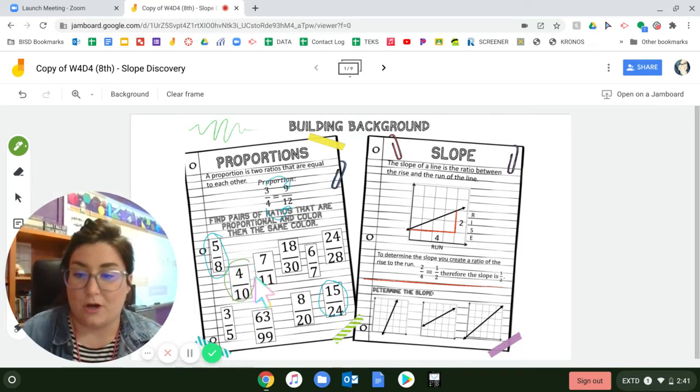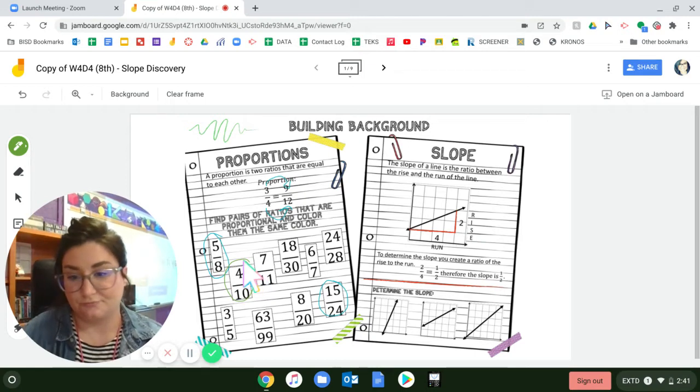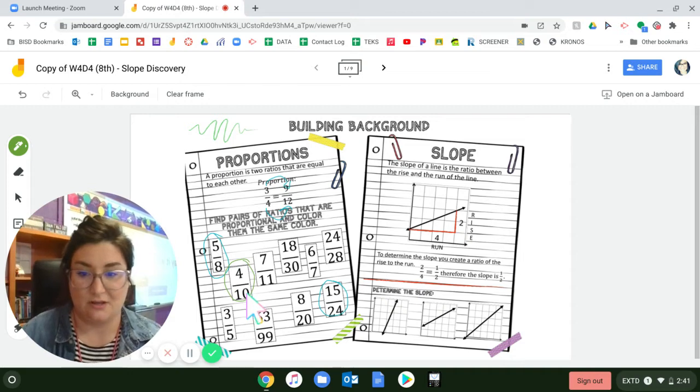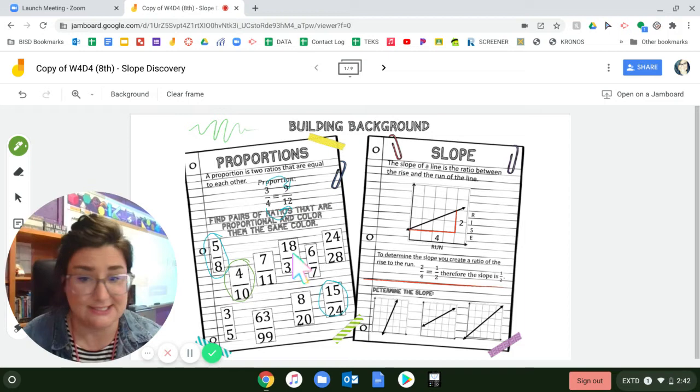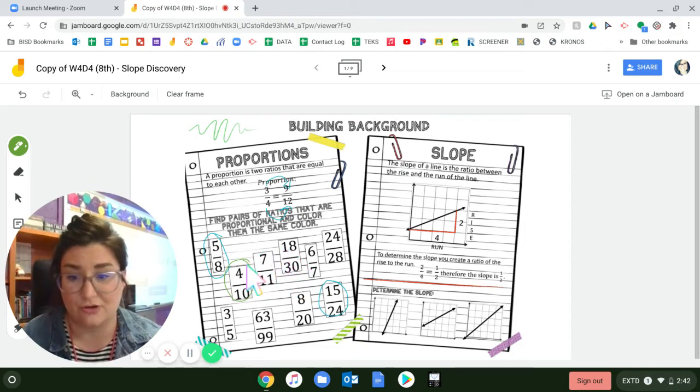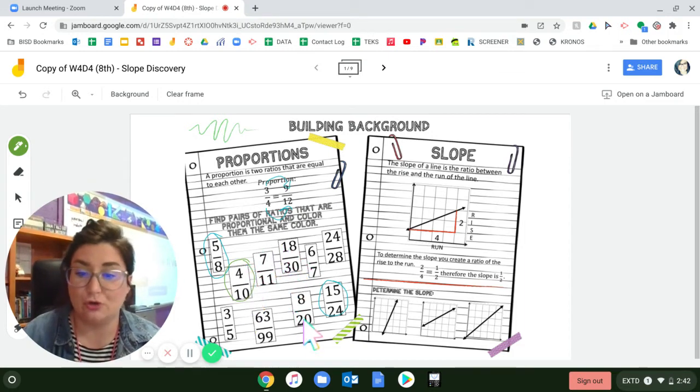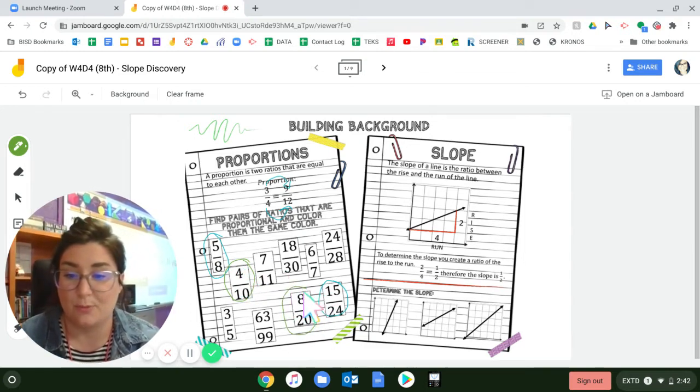Let's go with 4/10. What denominator can 10 go into evenly? I see that it can go into 30 and 20. Well, 30 would be times 3. 4 times 3 is not 18, so this is not the match for this ratio. 10 times 2 is 20. 4 times 2 is 8. So since it has the same scale factor, those two are proportional.